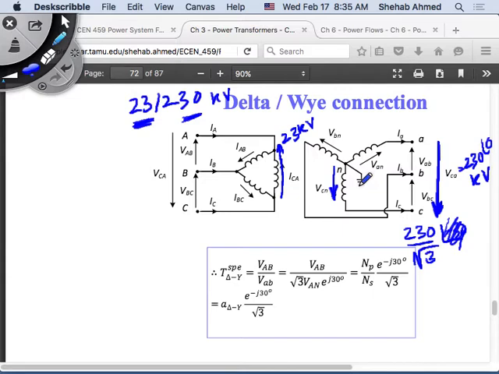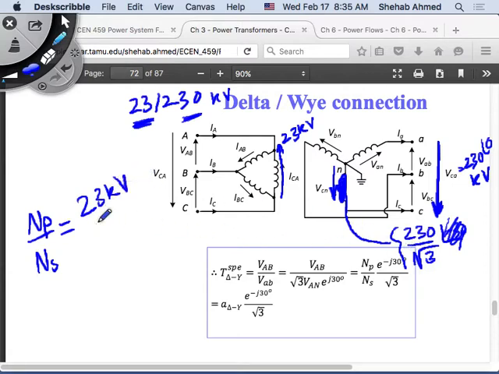So now what is the turns ratio? This is now where the voltage on this winding. So now what is the ratio of N primary to N secondary? V primary is 23 kilovolts. V secondary is 230 over square root of 3. Right? So I bring it up, so it's 23 times square root of 3 over 230. That is equal to what? Or 23 square root of 3 over 230.